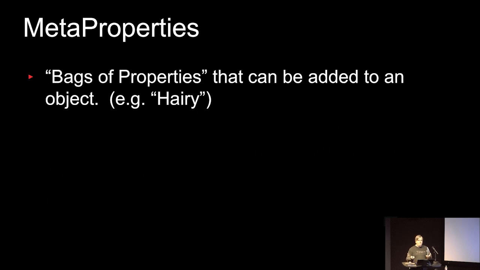We also had this concept of meta properties. Meta properties were basically bags of properties that can be added to an object. For example, if you wanted an object to be hairy, that might be representable as multiple properties. It might have visual properties of being hairy, it might change the way you sound, it might change how flammable you are. So you could take all those properties, put them in a bag, call that hairy, and then add that to any object you wanted.